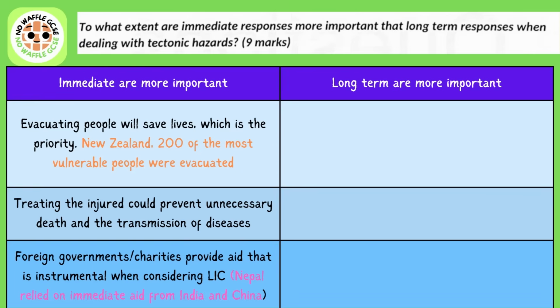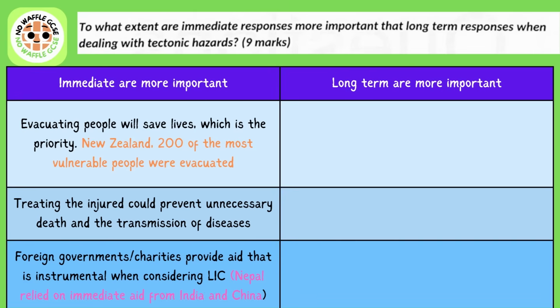For example, Nepal relied on the immediate aid from other BRICS, like India and China. Without their help, God knows how many lives would have been lost, more than that. Okay, so really emphasize how it impacts the poverty-stricken countries.